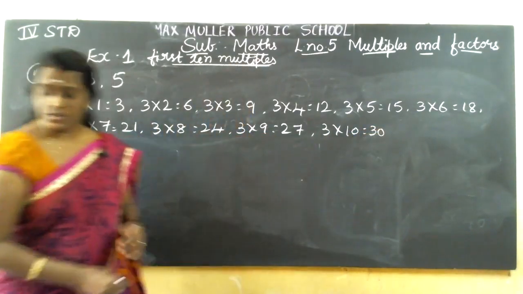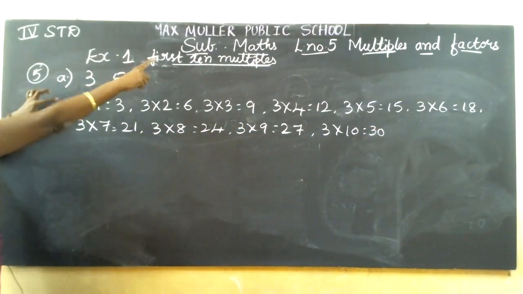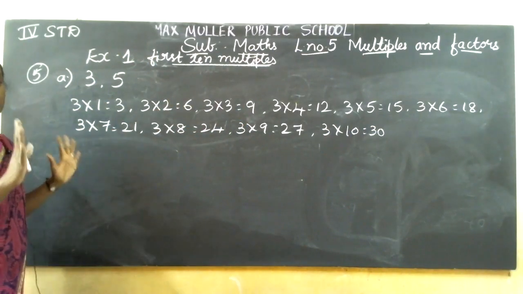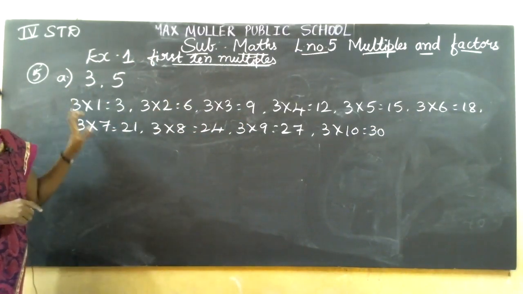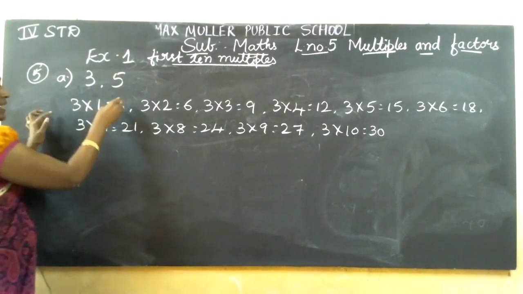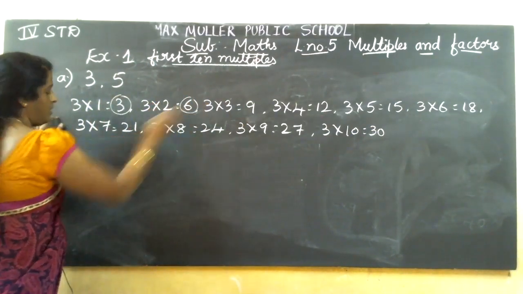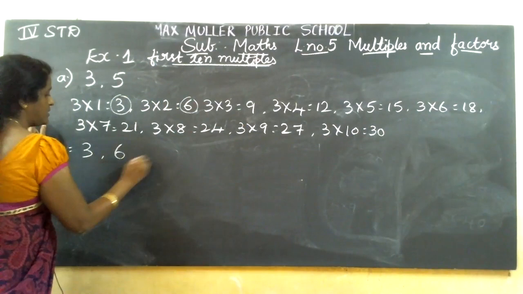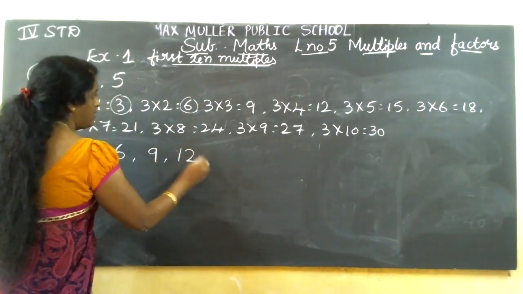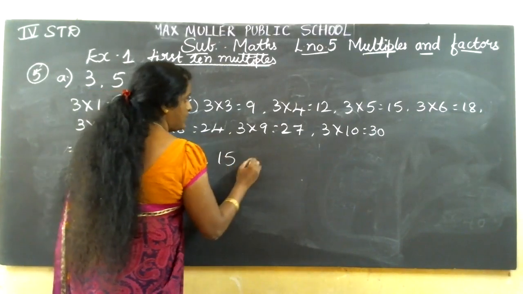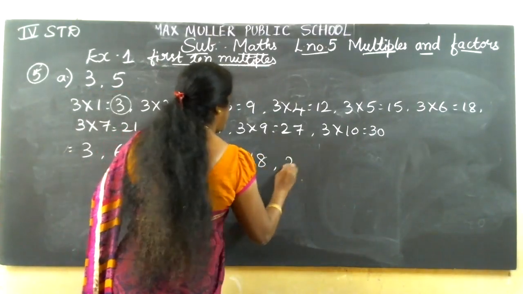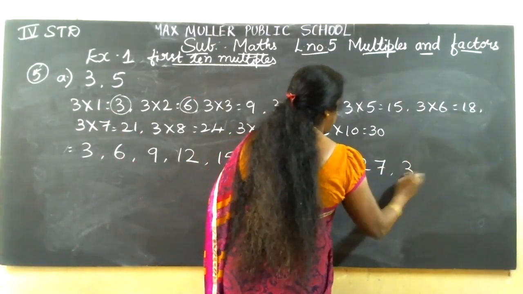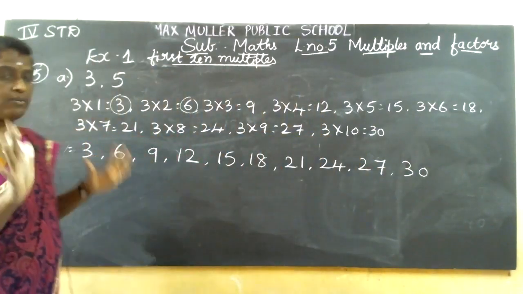So these are the first 10 multiples, 1 to 10, of 3. Next is the multiples of 5. But the multiple means the answers only, so you are going to write only the answers. Therefore, the multiples of 3 are 3, 6, 9, 12, 15, 18, 21, 24, 27, 30.